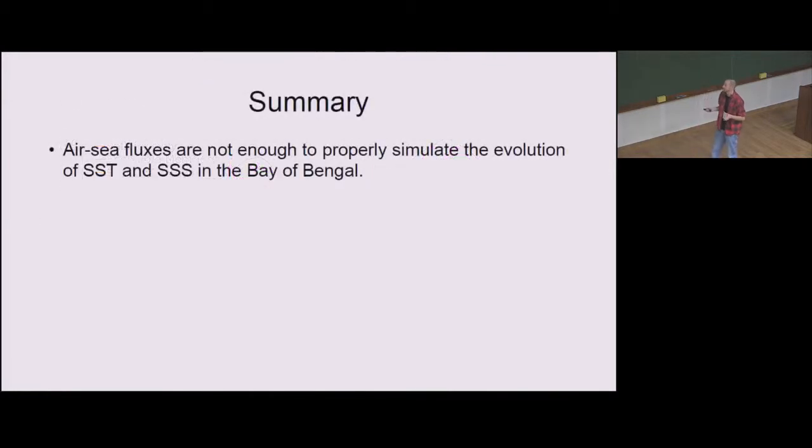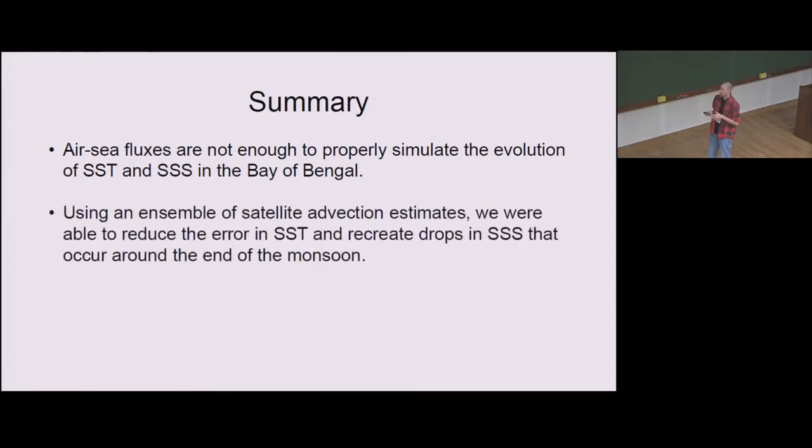I'll just summarize real quick. Air-sea fluxes are not enough if you're looking to accurately simulate SST and SSS, at least at this location of the bay during this time period. If you're going to use, like what I did, a satellite advection estimate, there's going to be a lot of noise, and you can compensate for that noise by just running a whole lot of simulations. PWP is cheap, so go ahead and see what we get, and then take the average, and it works out.